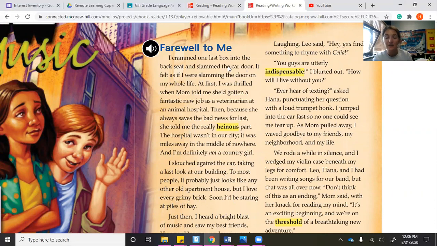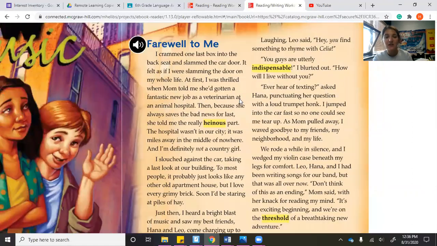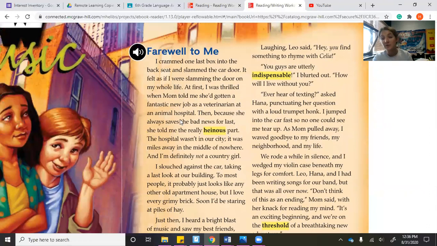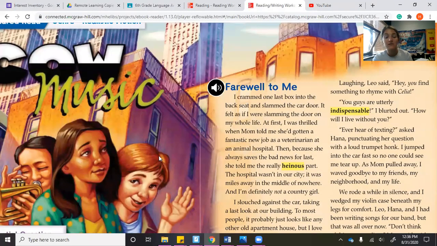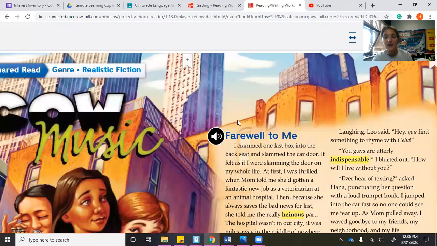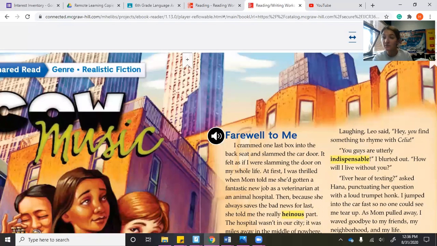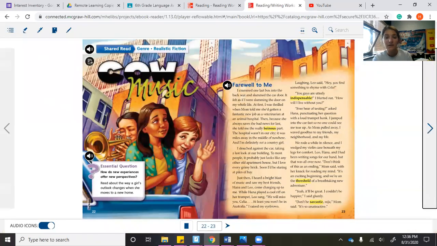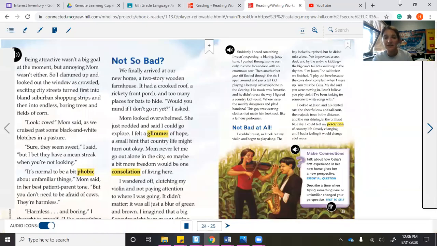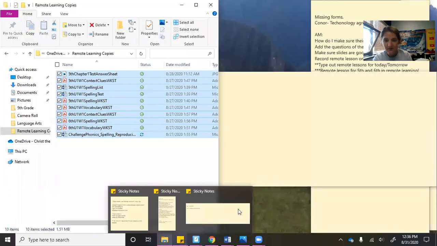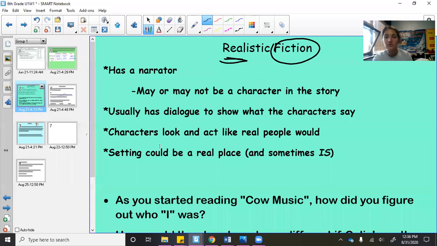Looking at this, I know first off that it's first person because of I, but also the narrator would be within the story, which you'll learn more when you read this. This also, you guys will be reading this, so you will know. It's based out of a city, I believe New York City. Yeah, and then it goes into the country, and both of those could be real places. Okay, so those are just some of the indicators of realistic fiction.